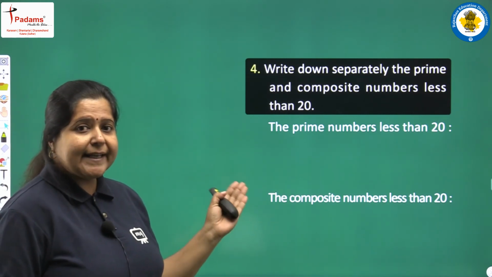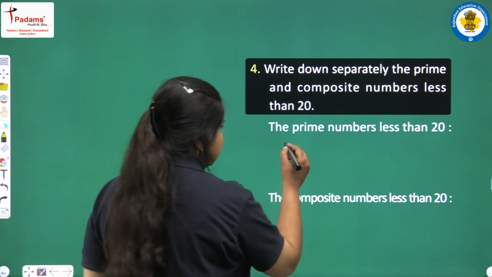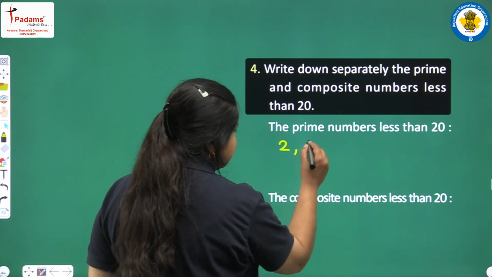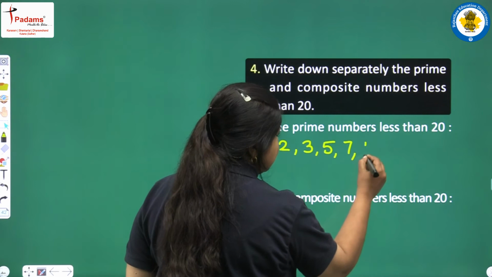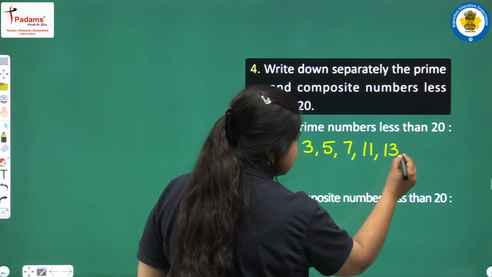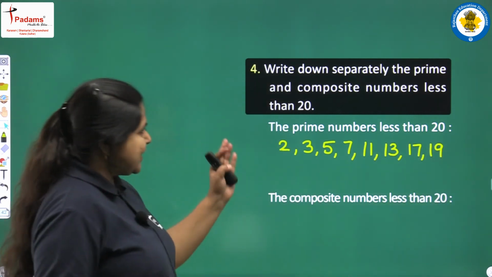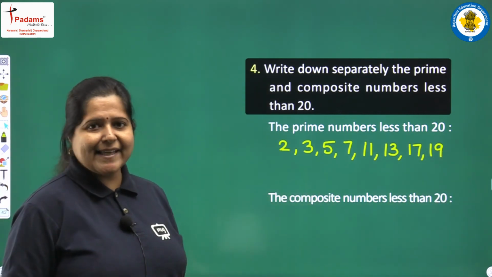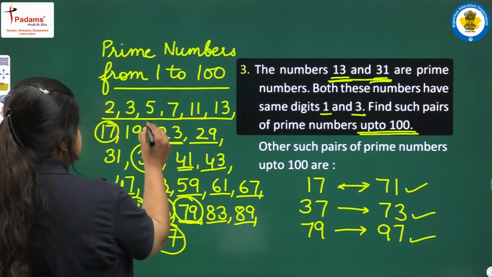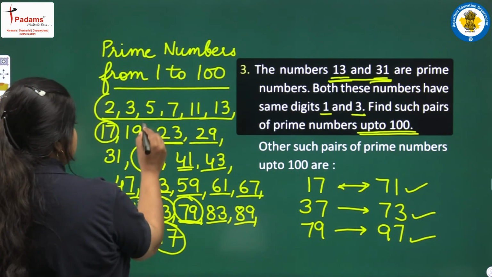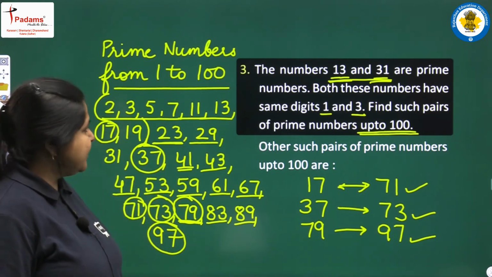We have to write the prime numbers less than 20. We can write them easily. We know it starts from 2, then we have 3, then we have 5, then 7, 11, 13, 17, 19. So these are the prime numbers less than 20. You can have a look here also. Prime numbers less than 20. We started from 2 and here till 19. Less than 20 we are taking.